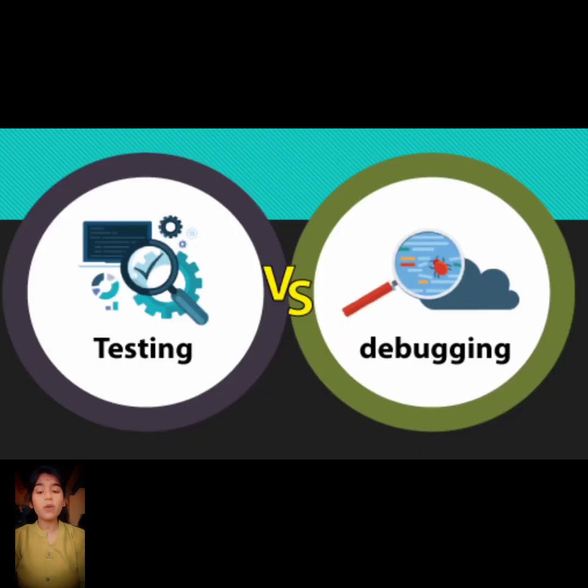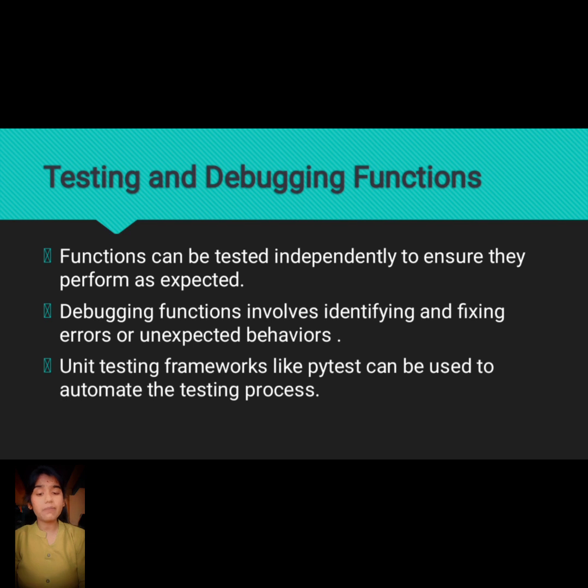The next topic is testing and debugging. Testing and debugging functions. Functions can be tested independently to ensure they perform as expected. Debugging functions involves identifying and fixing errors or unexpected behaviors. Unit testing frameworks like PyTest can be used to automate the testing process.